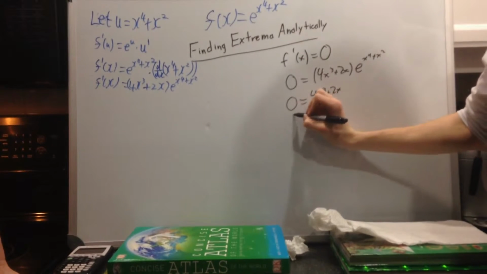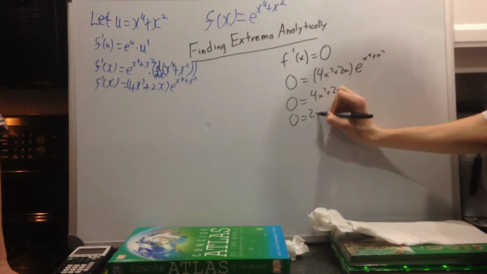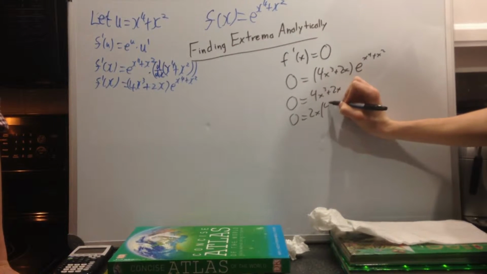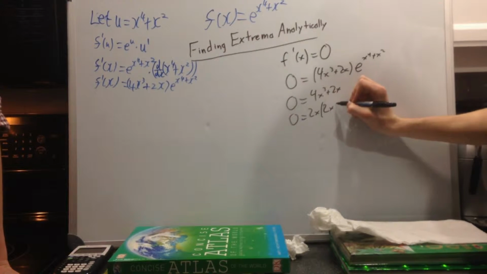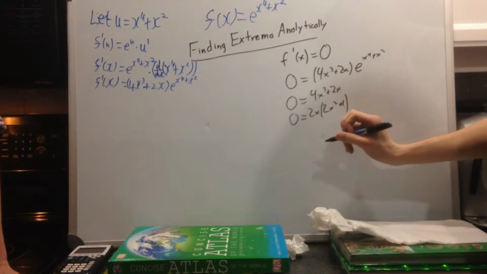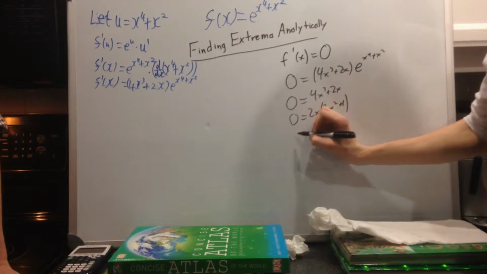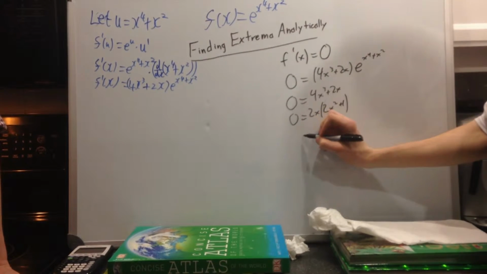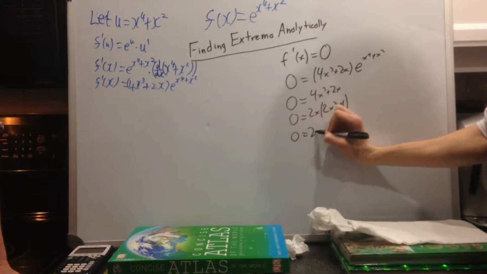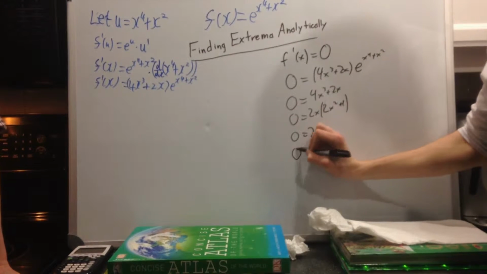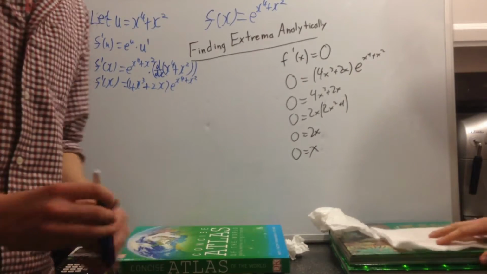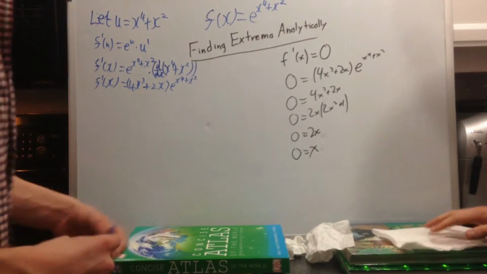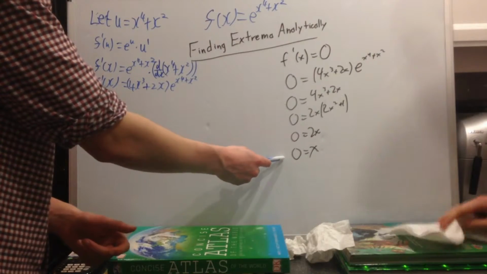Then we will factor out a 2x, leaving us with 2x times 2x squared plus 1. Then we will divide this over to the left side as well, giving us 0 equals 2x. Finally, dividing by 2, 0 equals x. Okay, so now we know that there is an extrema at x equals 0.